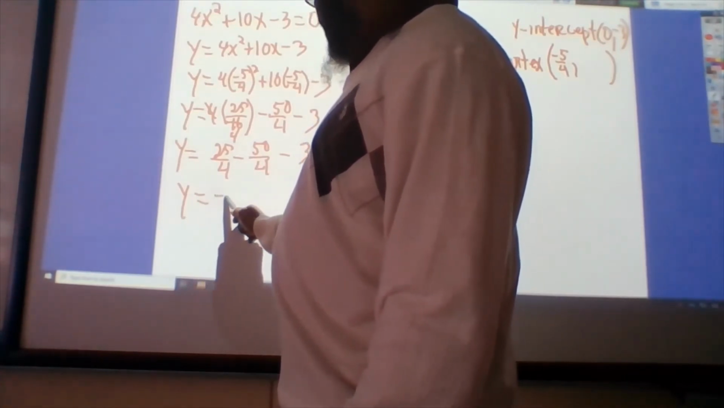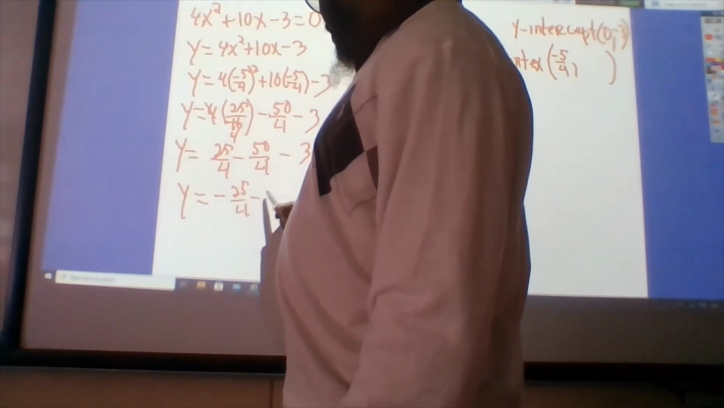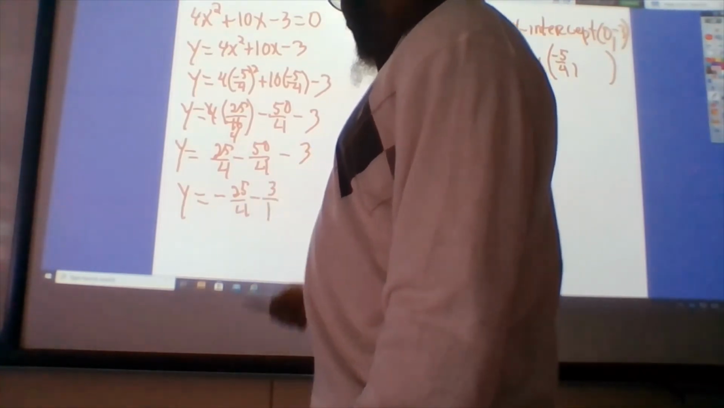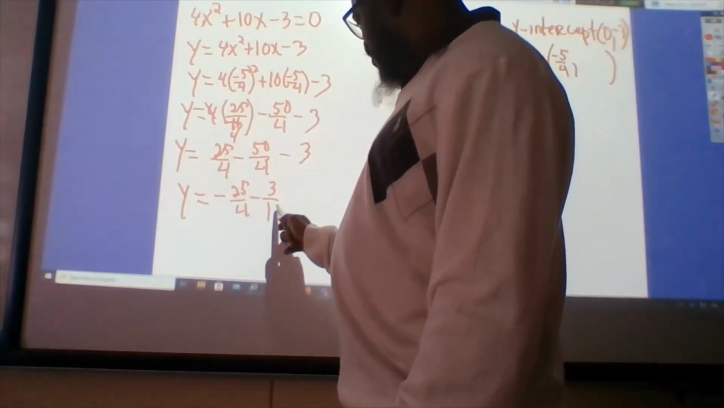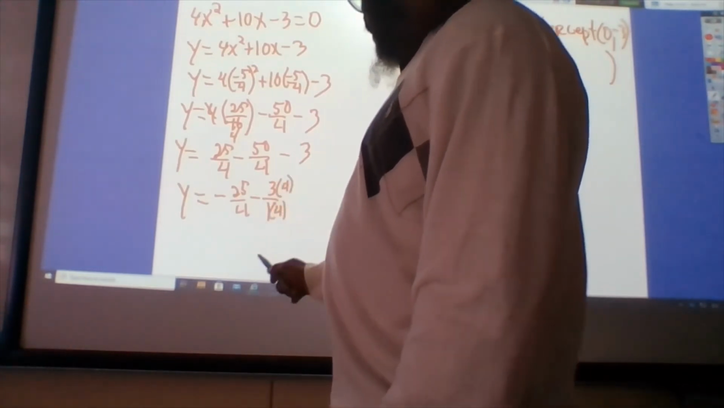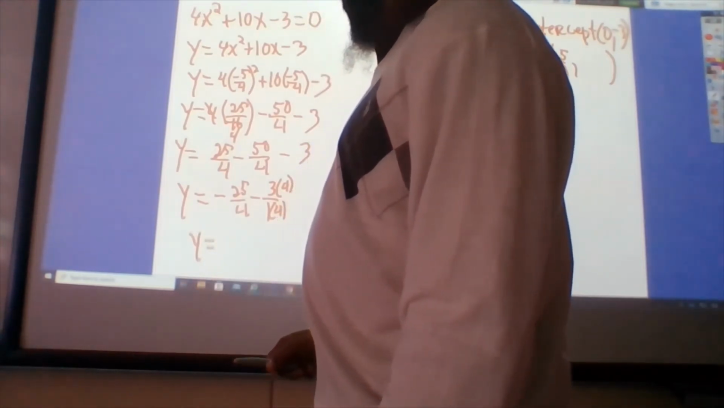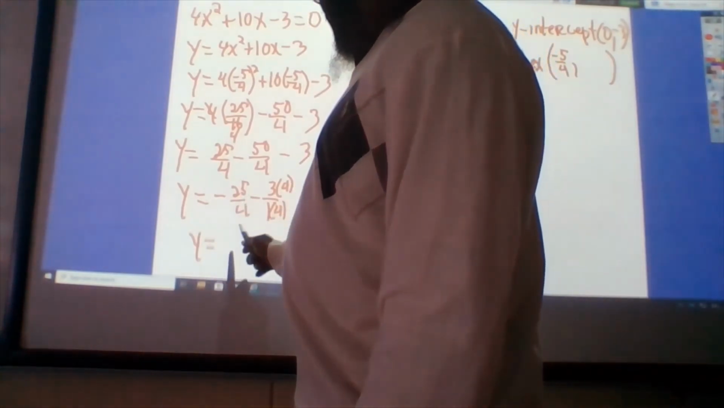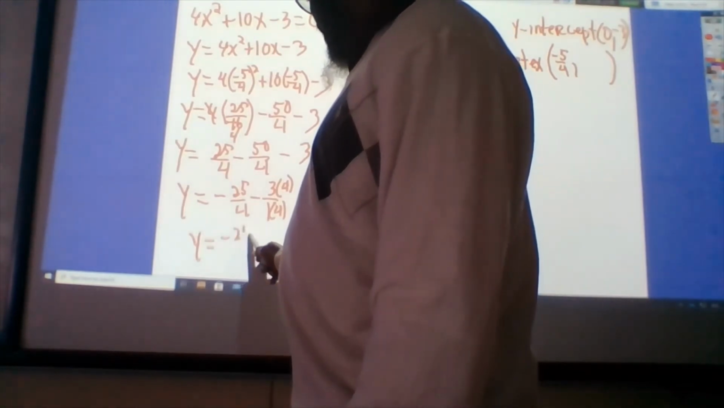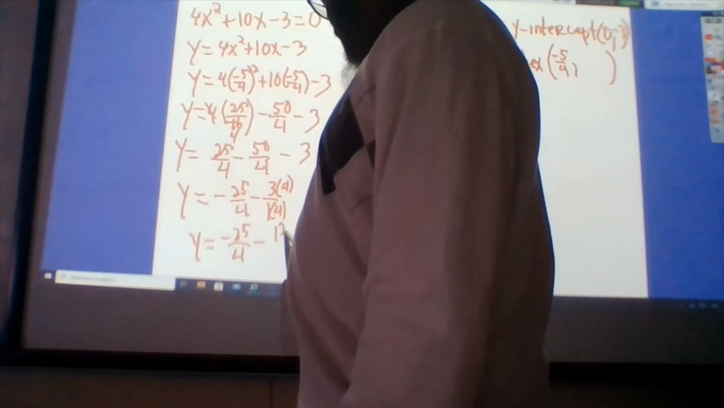We end up with y equal negative 25 over 4 minus 12 over 4. So now you have the same denominator, you can combine them. Then this will give you y equal negative 37 over 4. This is the y coordinate of the vertex, and you get your vertex.